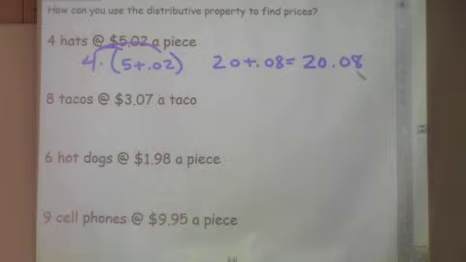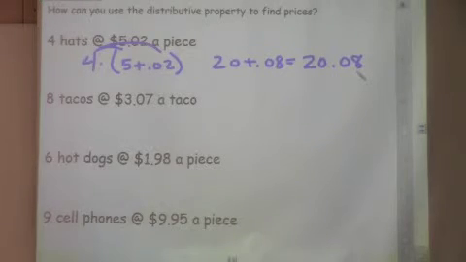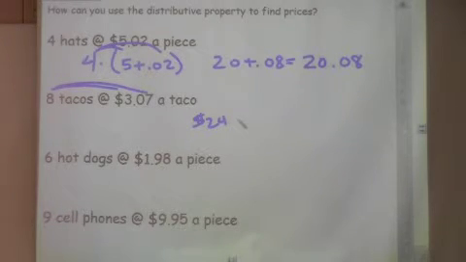How about 8 tacos at $3.07 a taco? Who thinks that's an expensive taco? Maybe it's coming from Chipotle or something. How could you do mental math? How could we do that lickety split? 8 times 3 is going to be 24. And then 8 times 7 cents is going to be 56 cents. Bam, there we go. Didn't need a calculator, didn't have to get the cell phone out.